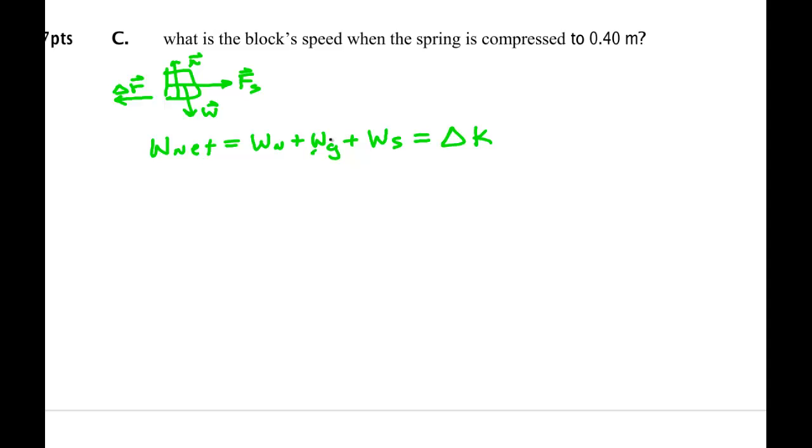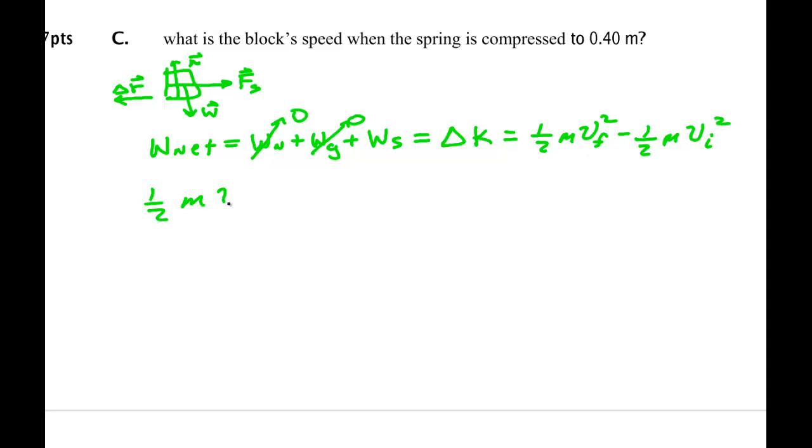But there is no work by gravity, it's a perpendicular displacement, and there is no work by the normal. So the work by the spring is simply equal to the change in kinetic energy, and we found the work by the spring in part B. So this means this is 1/2 m v final squared minus 1/2 m v initial squared.